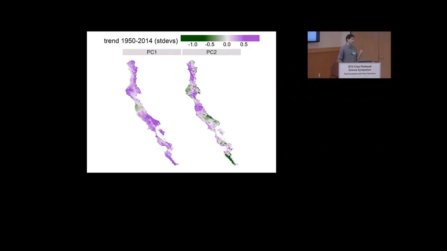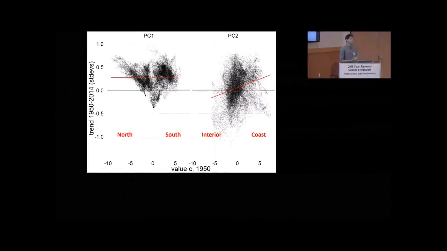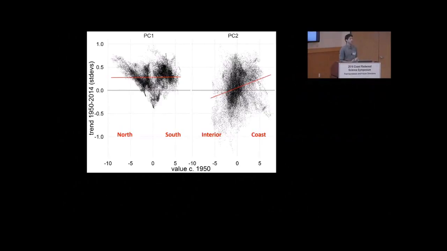So what we can do is, for each 1 kilometer pixel, we can plot its starting value on the 1950 to 2014 regression line here on the x-axis against the change from 1950 to 2014 on the y-axis and see if there's any relationship there. Again, for principal component 1, basically everywhere is increasing and there doesn't seem to be a strong relationship between how warm it was when it started and how much it warmed.